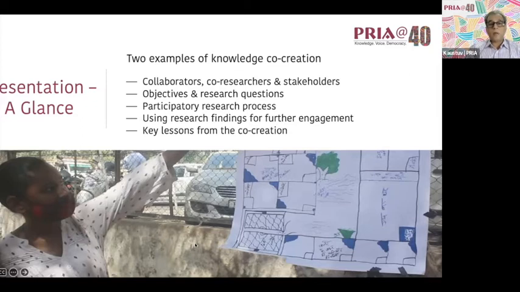And lastly, I would like to share a few key lessons from the knowledge co-creation process with you, particularly when you co-design it with marginalized communities. Perhaps some of these lessons could be useful in your context and for your studies as well. As you have noticed, I'm not going to share the nitty-gritties of the research findings as such. That might be shared on another occasion.